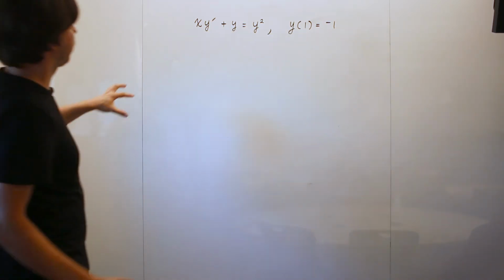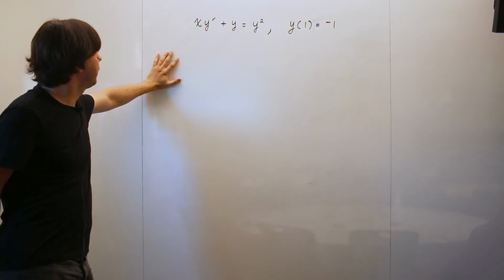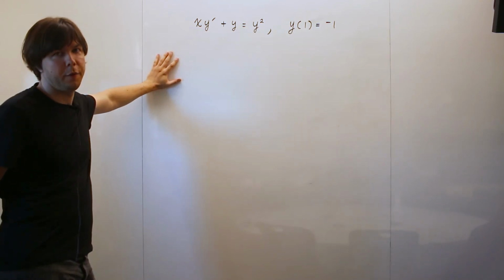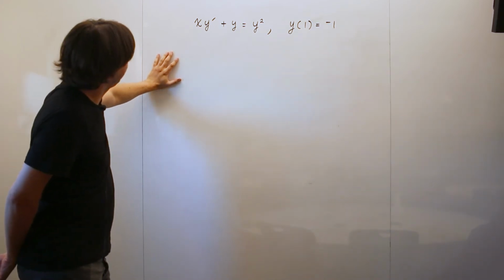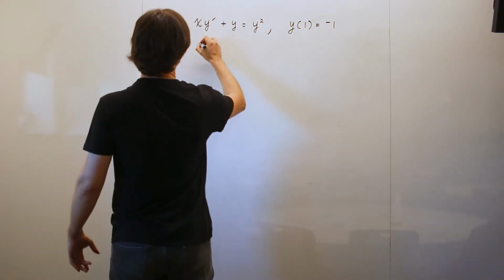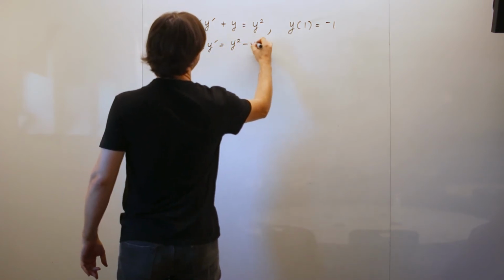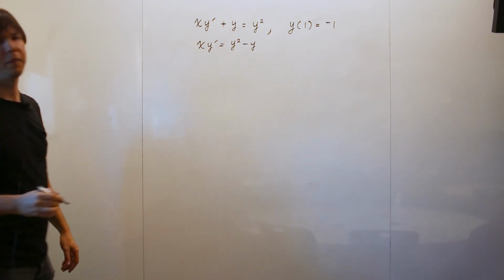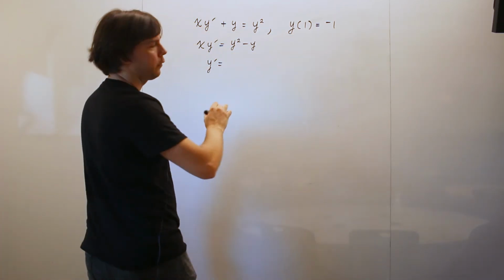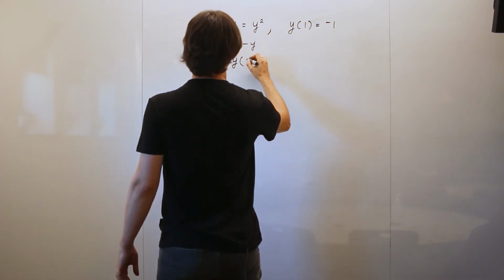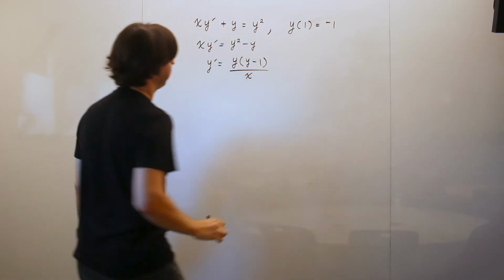Okay, this is probably a little closer to the types of differential equations you'll be seeing because it needs a bit of rearranging. First step is I'll just isolate things. So I'll say xy' = y² − y. Okay, in which case y' = y² − y over x, but I'm going to factorize that as y times (y − 1) over x.